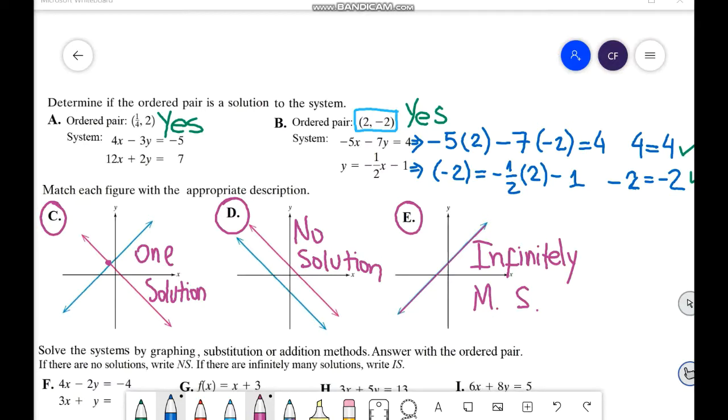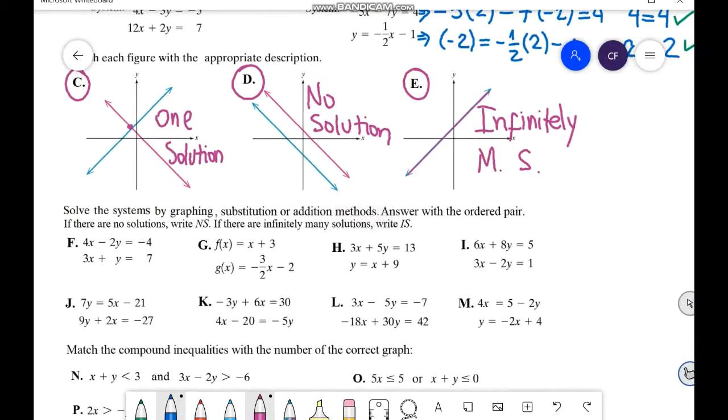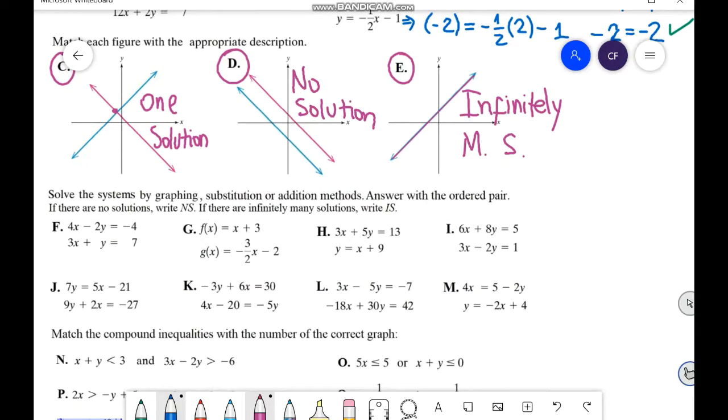That's it. For tomorrow, I will ask the same thing. Maybe I just change the order of the graphs, but it's going to be the same question. Okay? Make sure you notice that tomorrow the order is going to be changed. Just the order.